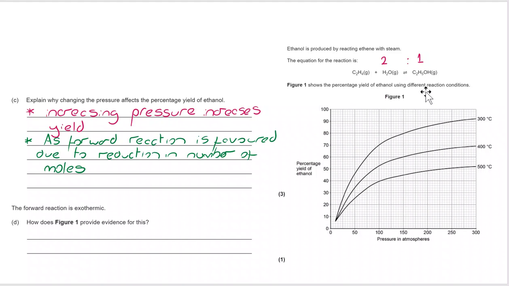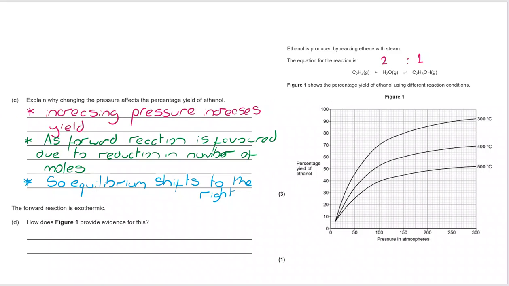And it will do that because increasing pressure will favour the forward reaction, because increasing pressure favours the reaction that leads to a reduction in the number of moles. So the equilibrium shifts to the right, hence, going back to the beginning, more ethanol.